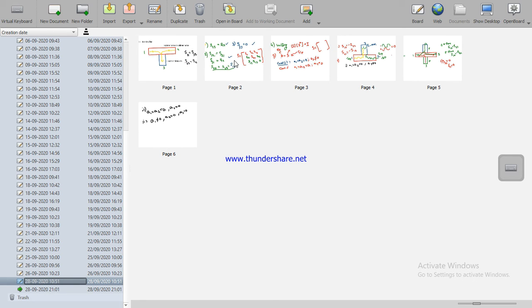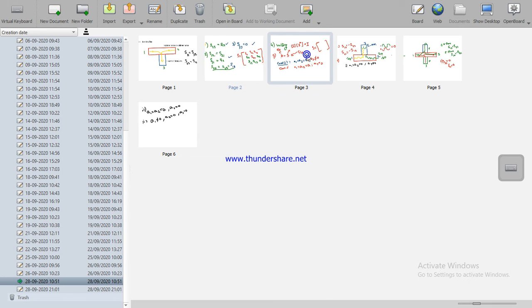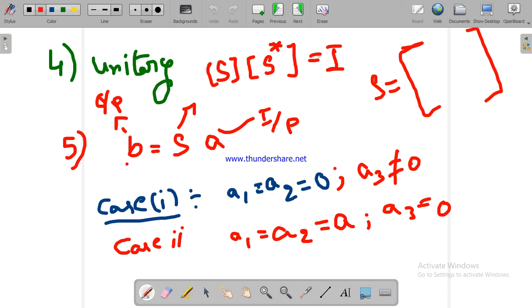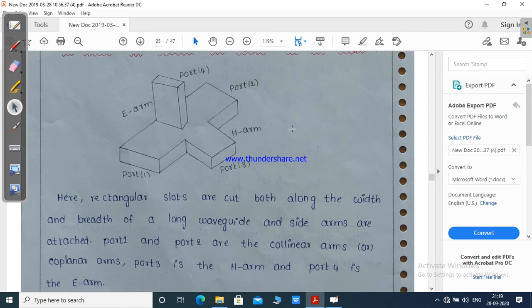After completing this, what we have to do is take the properties for the magic tee, and according to the symmetric property, we write S12 is equal to S21, S31 is equal to S13. Similarly, we prepare a matrix for this, and after that we invoke the unitary property, that is S into S conjugate is equal to I, the identity matrix. Through this we get the S parameters. Then substitute in B is equal to S into A, where S is the scattering matrix, A is the inputs, B is the outputs, and we check the cases, case 1 and case 2. Here A2 is 0, that is, we take the output here and A3 as input here. Like this we will see. Here is the three-dimensional view of a magic tee.